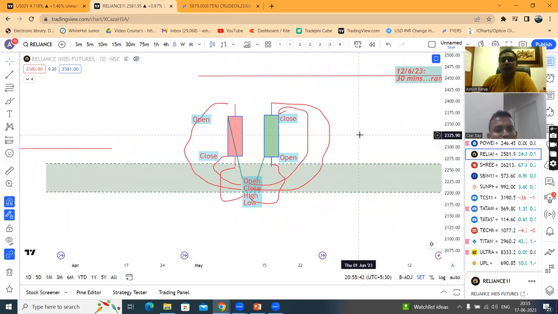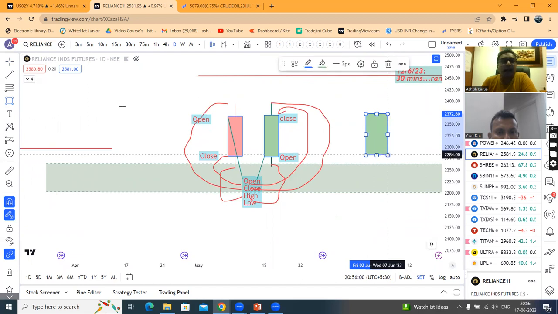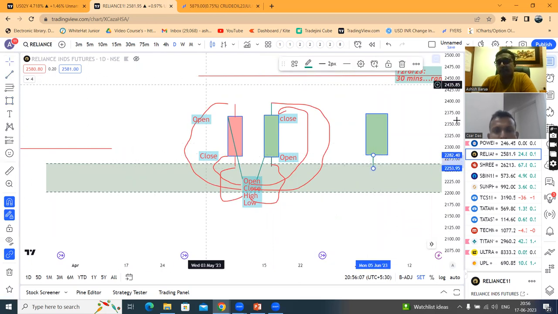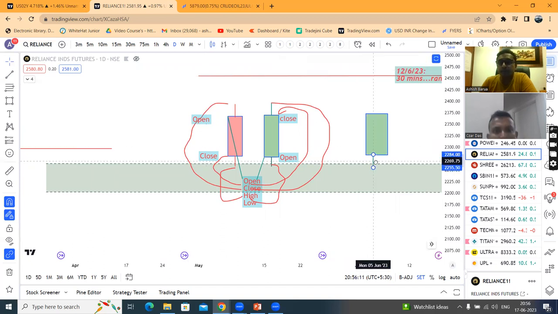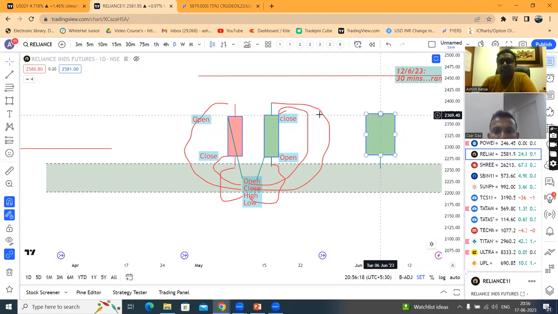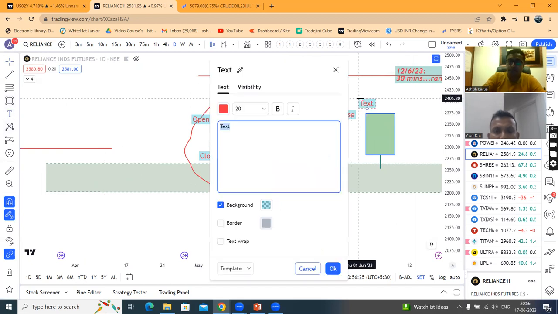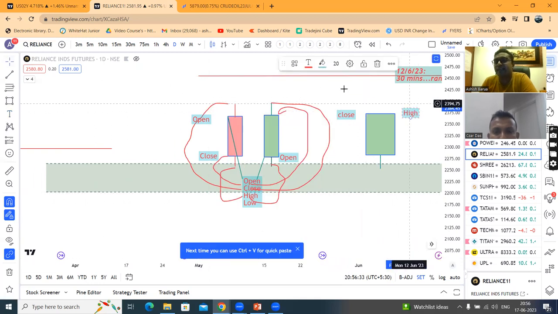try to visualize the price movement. Now, here, close is here, open is here, low niche, high upar. But suppose in a candle, high and close is same. So here it is the close and here also it is the high. What it means? Market closed on that day at the day's high. Clear?